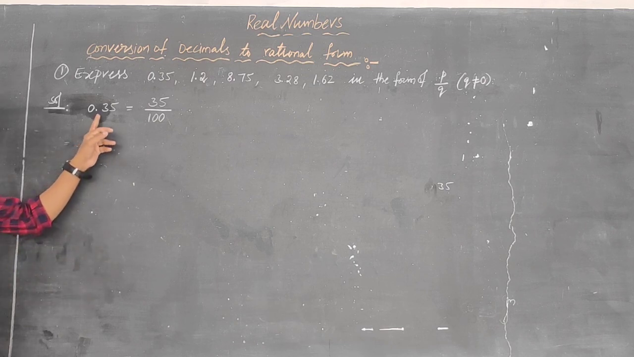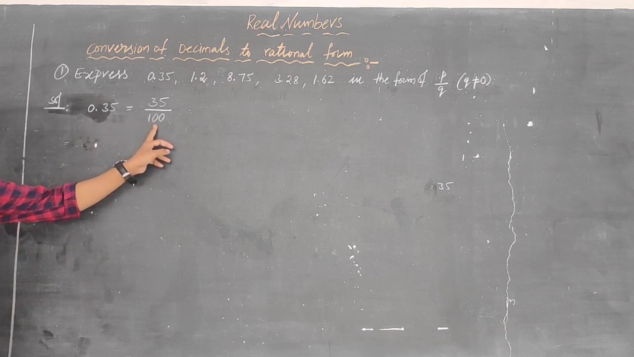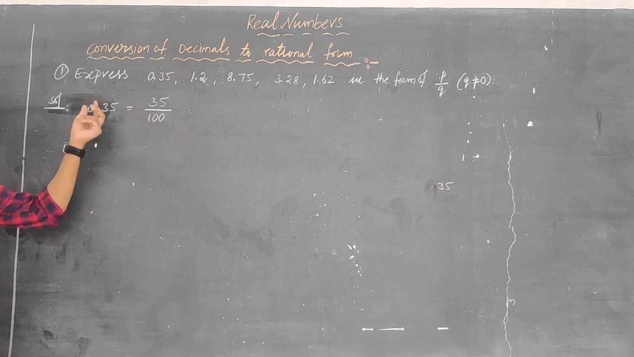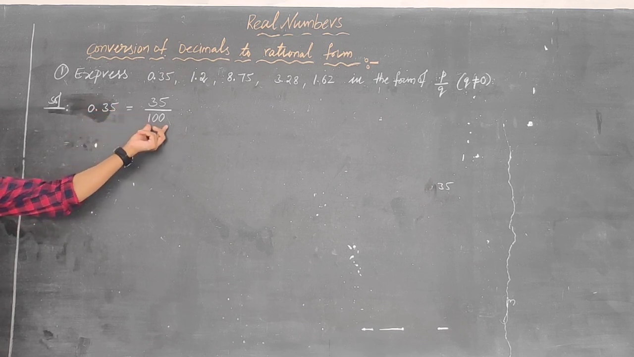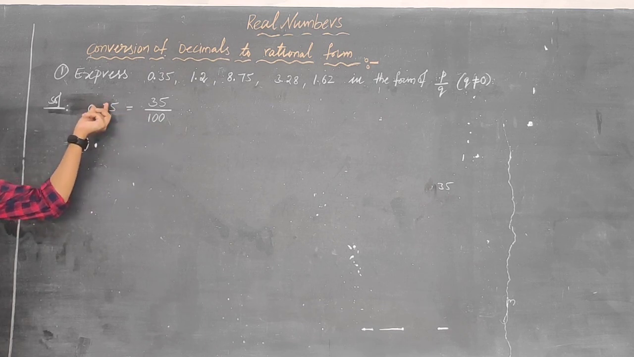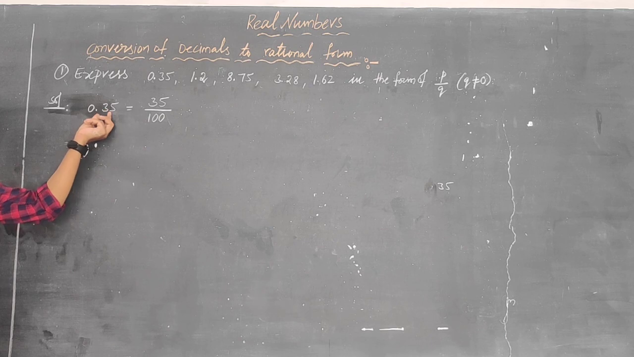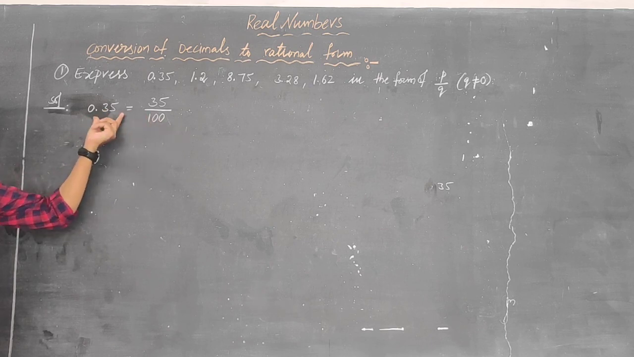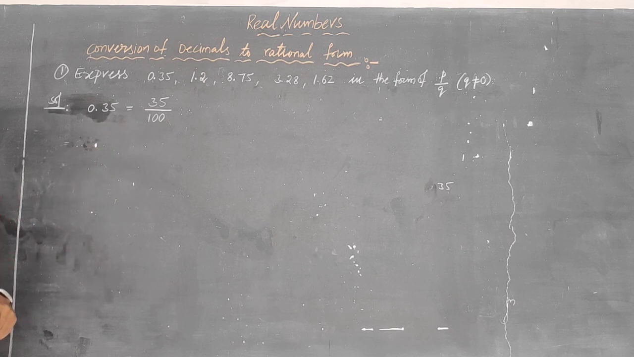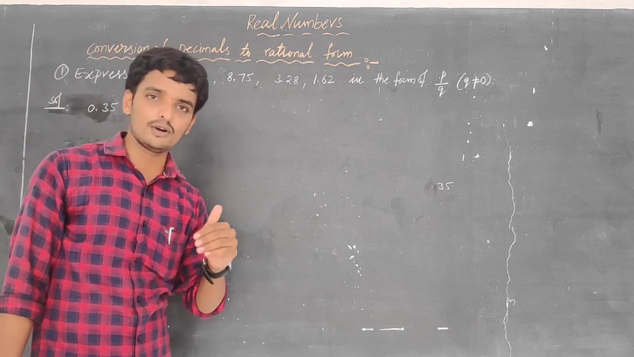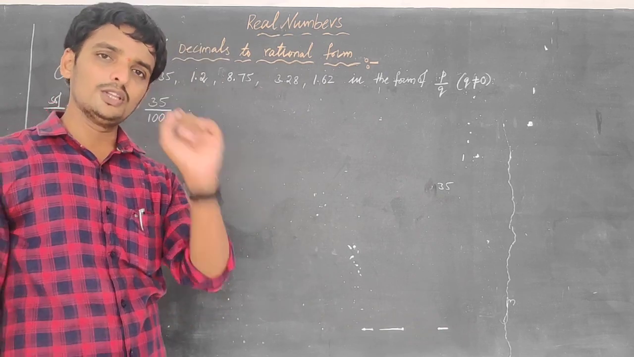If you have only one place, we just write 10. If you have 3 digits, what have you written here? 1000. Based on the digits, we just keep the zeros. If you have 2 digits, we keep 2 zeros. If you have only 1 digit, keep 1 zero. 3 digits, 3 zeros. 4 digits, 4 zeros. Are you okay? Now we are getting 35 by 100. It is in the form of p by q where q is not equal to 0.